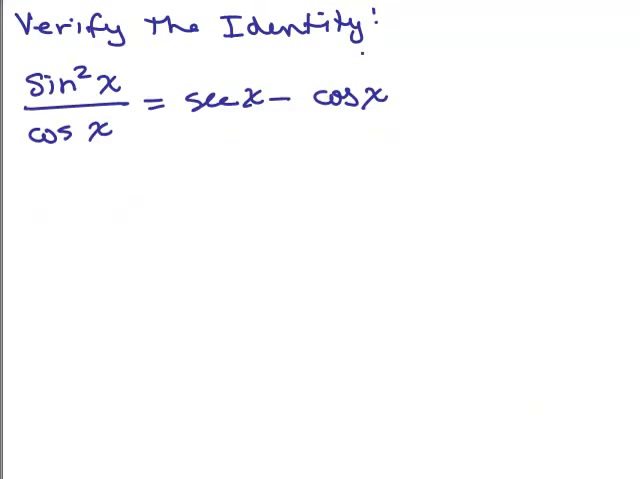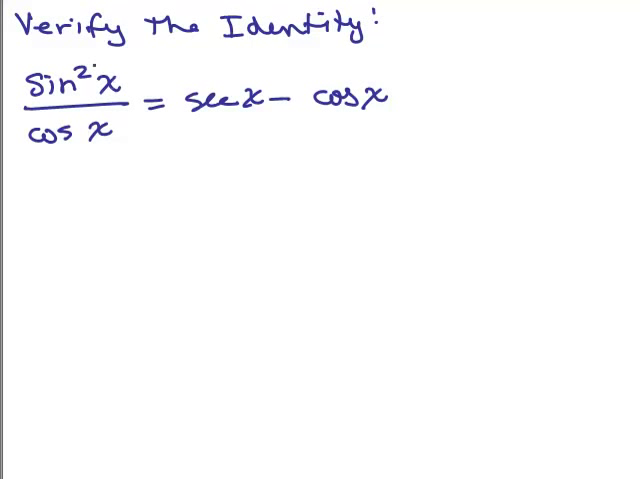All right, we want to verify this identity: sine squared x over cosine x equals secant of x minus cosine x. So you usually want to start with the complicated side, and I don't really know which one's more complicated here. Neither of them looks too complicated. But do make sure that you remember you can't cancel the x's here. So I notice on the left-hand side I have a fraction, but on the right-hand side I have a subtraction.